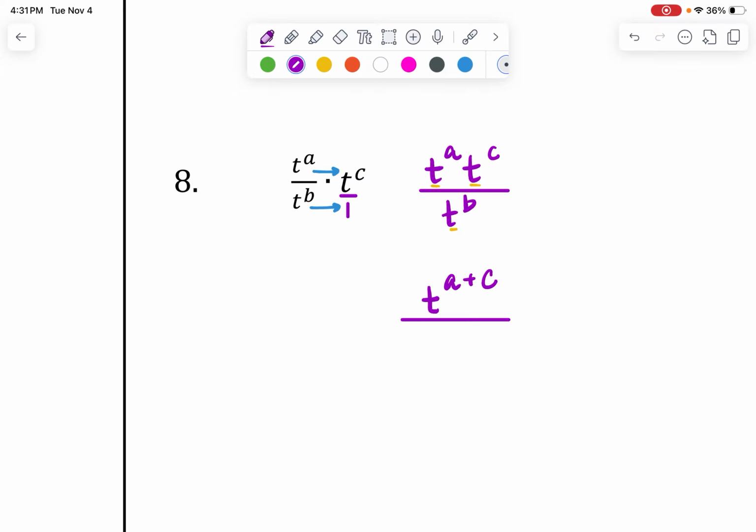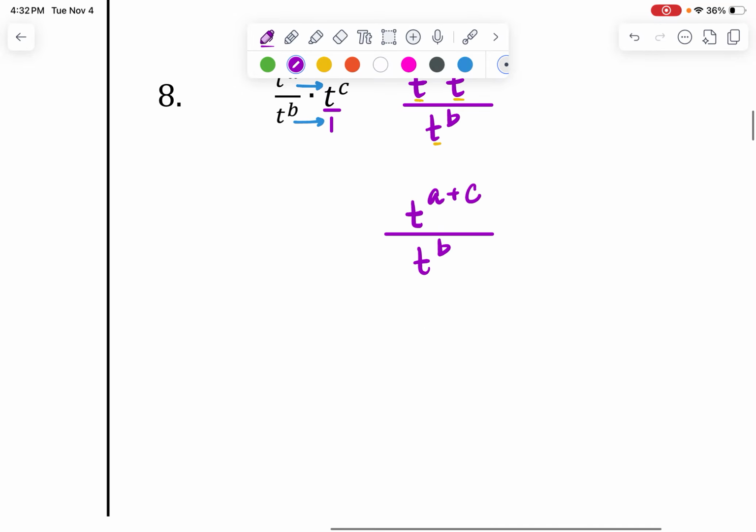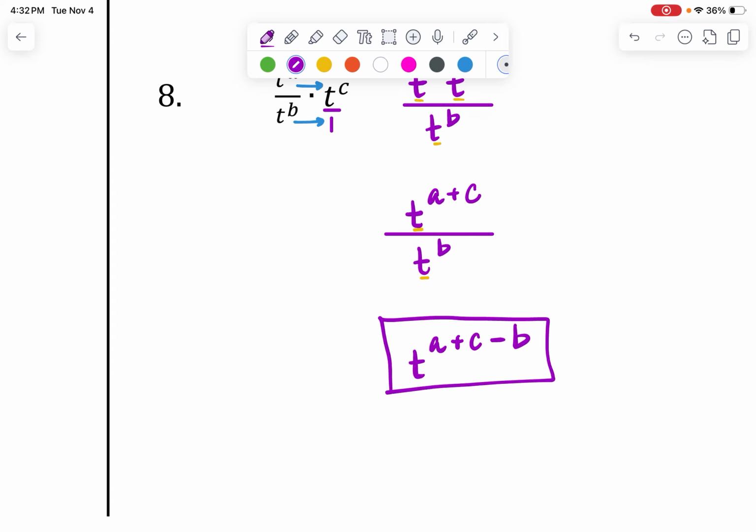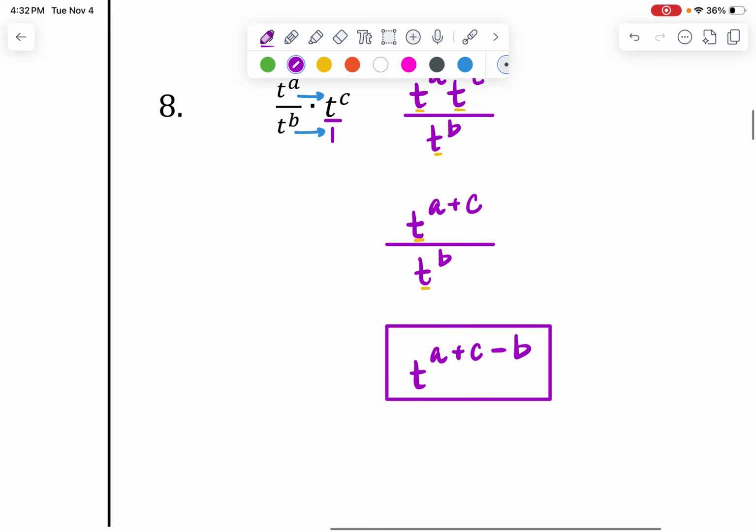And then I'm doing this in kind of baby steps. And then I'm going to keep that t to the b power. Well, I still have like bases, so I should still be able to merge these together. And what do we do with the exponents when we divide? We subtract. So I'm going to keep my t to the a plus c, and I'm going to minus the b. And that is my final answer by merging all the t's together by using the exponent rules. That's kind of a weird one.